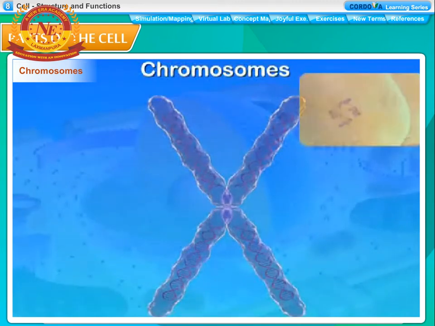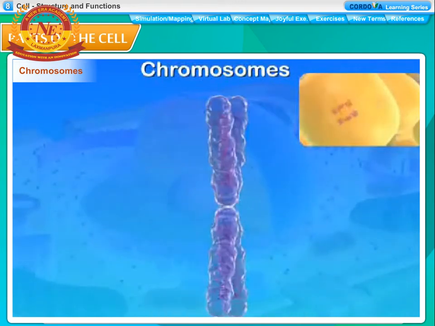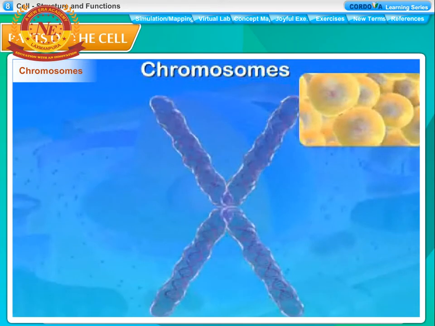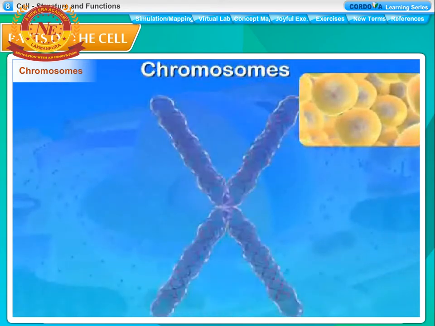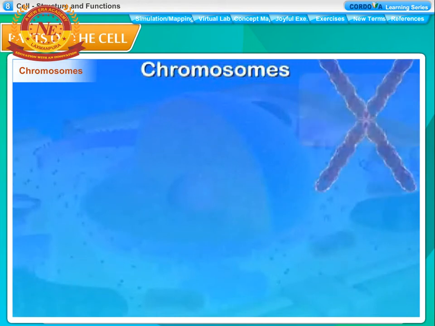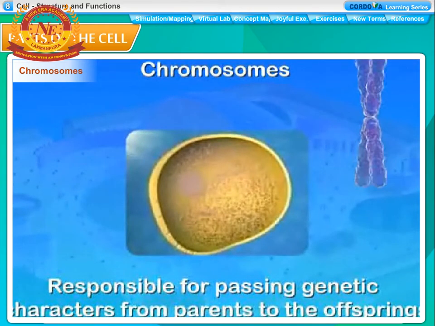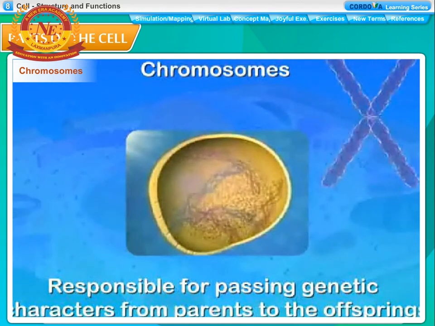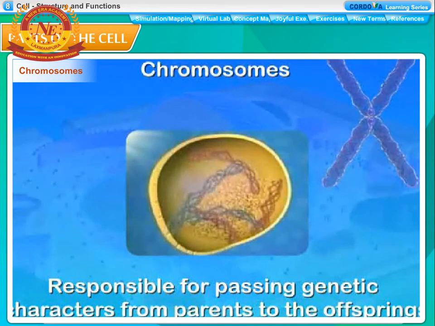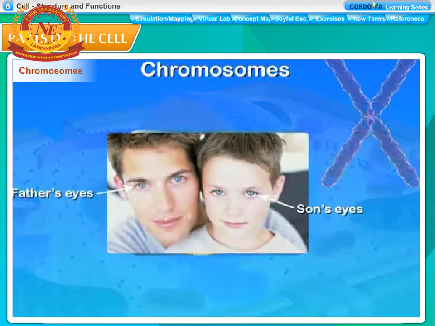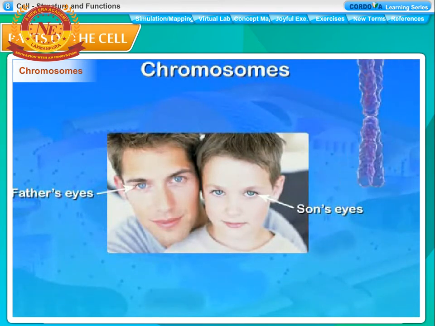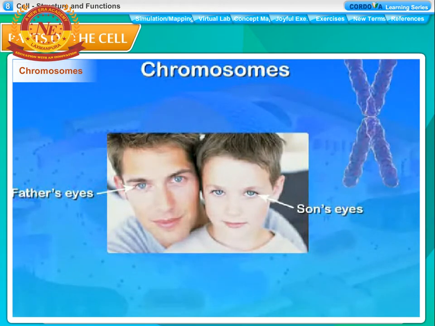Functions. The nucleus controls all metabolic activities of the cell. It is responsible for passing genetic characters from parents to the offspring. That is why the offspring resemble their parents. If a person has brown eyes, his son or daughter may also have brown eyes. However, the different combination of genes from parents results in different characteristics.